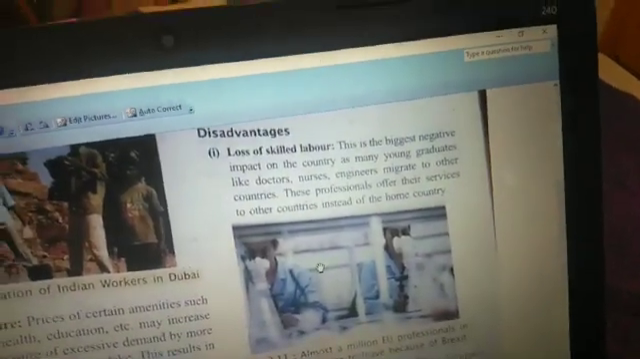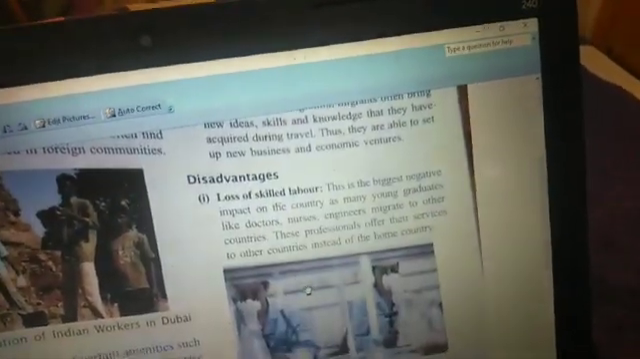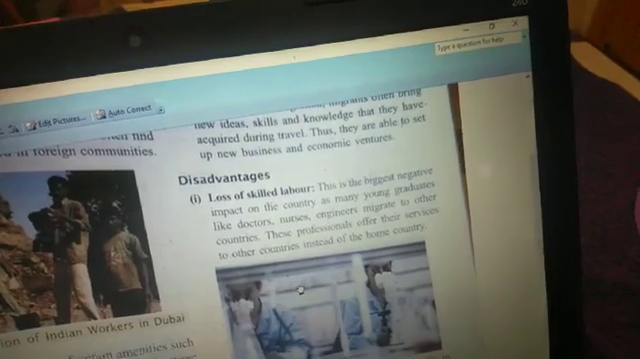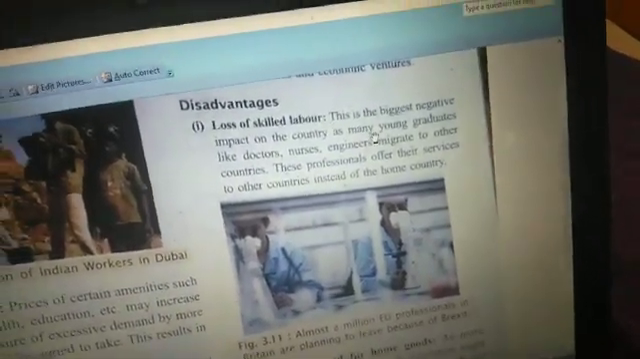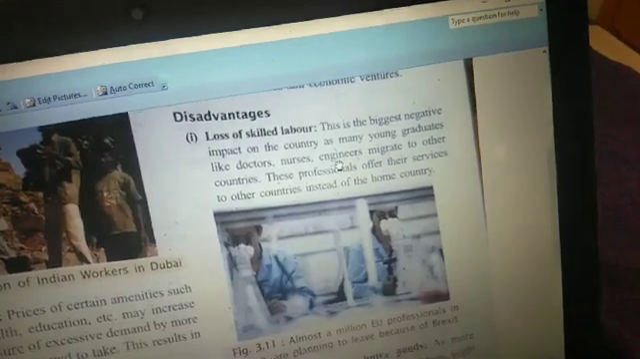And now let us see the disadvantages. So you are an Indian, you are not here in our India. A lot of people are not in India now. So when people are not here, what are the disadvantages? Loss of skilled laborers. Okay, so this is the first very important disadvantage point.